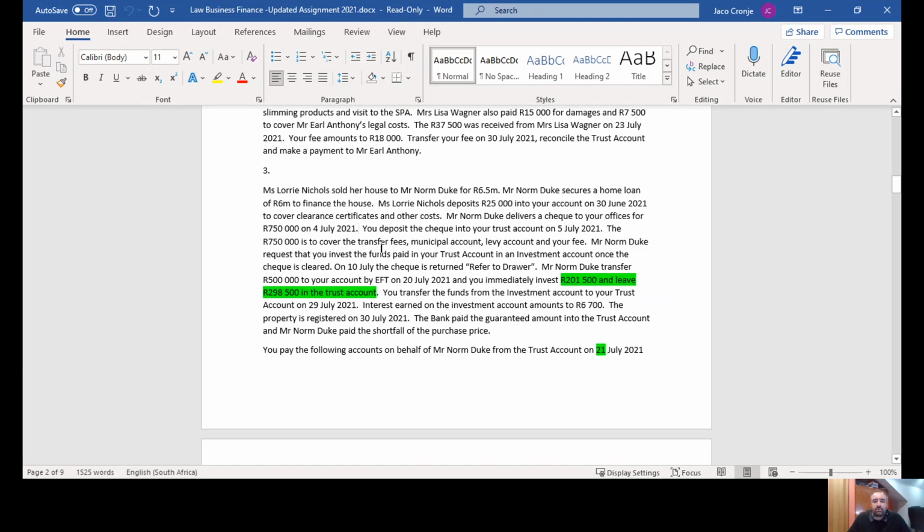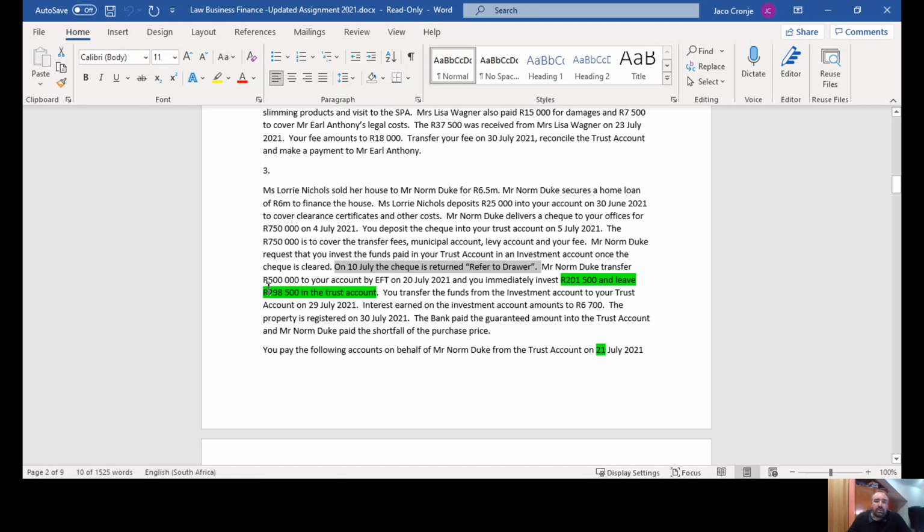The 750 is to cover transfer fees, municipal costs, levy, and your fee. Okay. Mr. Norm Duke requests that you invest the funds paid to your trust account in an investment account once the check is cleared. Okay, so this is very important because before this check clears, your check gets RD'd by the bank. So at no point do you actually invest the 750,000 rand. Okay, because it never clears.